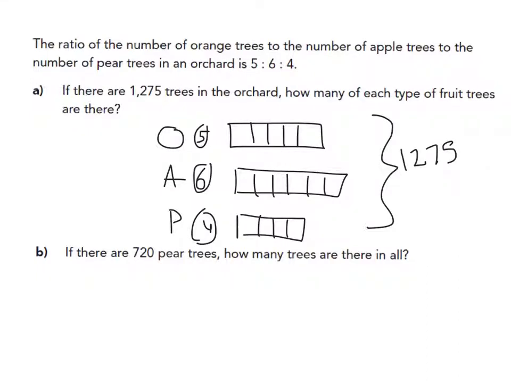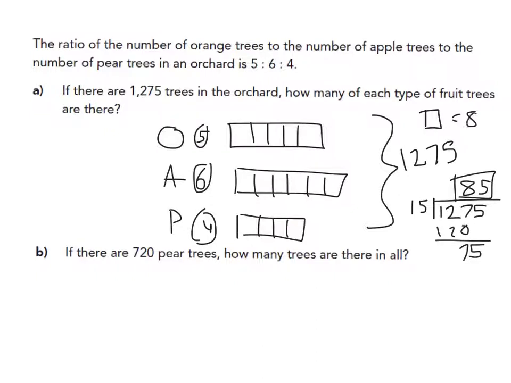Well, if there's 1,275, those are the total, but the ratio is 5 to 6 to 4. So I need to see how many total pieces are in the ratio. In this case, I see that there's 15 total pieces that make up 1,275. If I check my math on this, this is 8,20,75. Okay, it looks like each unit here represents 85.